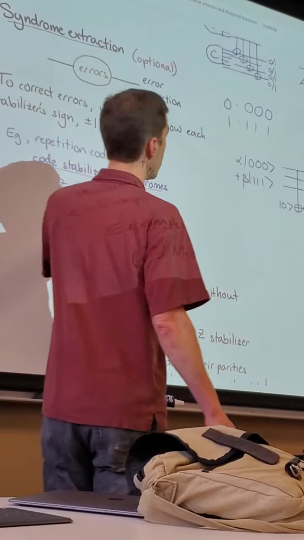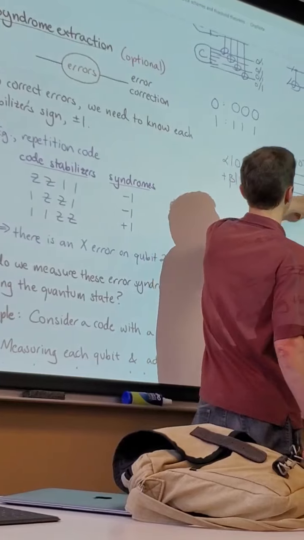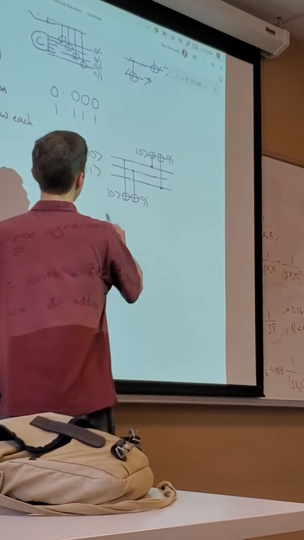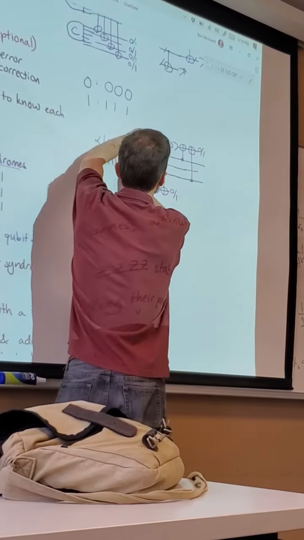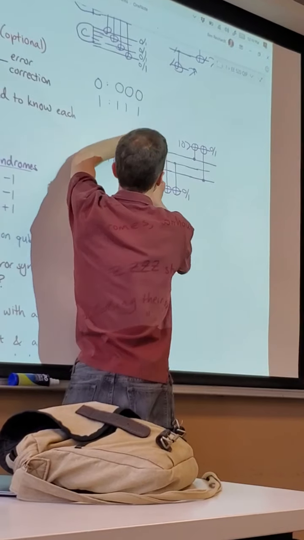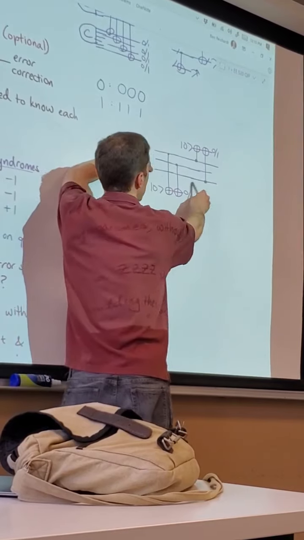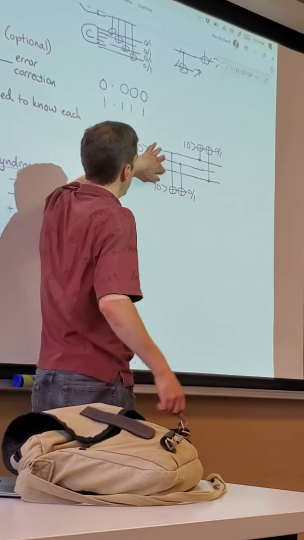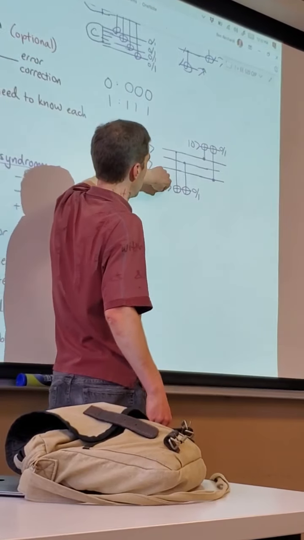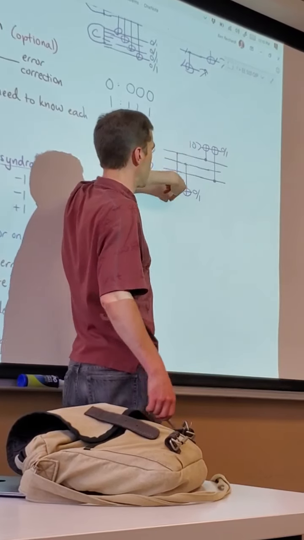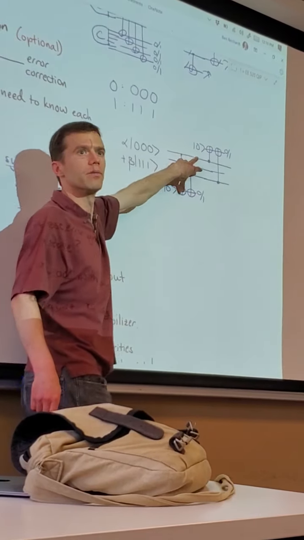So if there's no faults, you just measure 0 and you measure 0. If there's an X fault here, you measure 1, 1. Next fault here, you measure 1, 0. Next fault here just measures 0, 1. So those 3 X faults are given by the 3 non-trivial syndromes that you would observe.